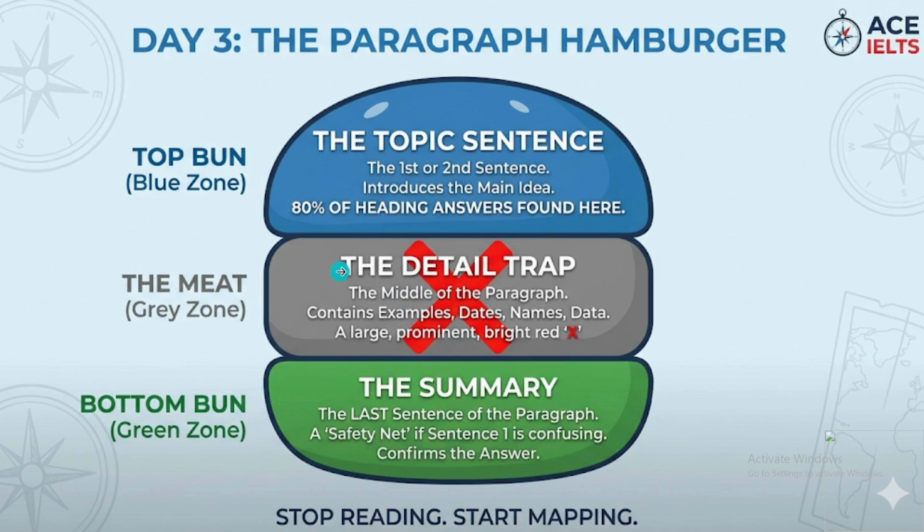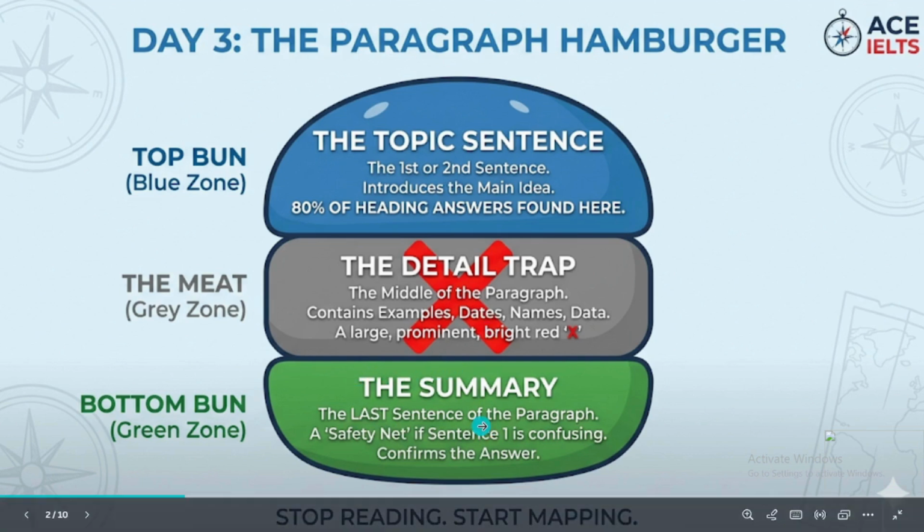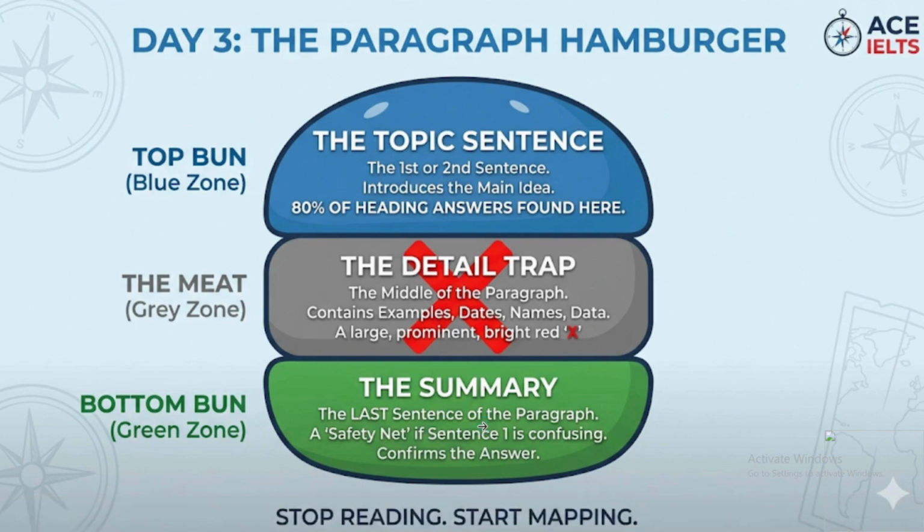The detail trap. Look at that big red X. This is the middle. It's full of dates, names, and statistics. This is where the examiners hide their traps. If a heading mentions a specific year or a person's name found here, it is usually a distractor. It's too specific. Now, this green zone is your safety net. If the first sentence is confusing, skip to the last sentence. It often summarizes the entire point.